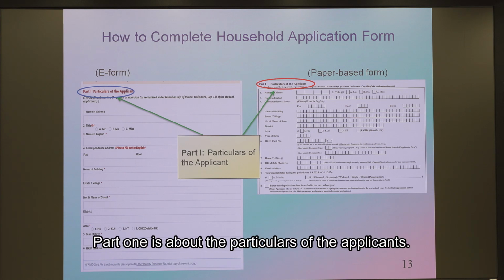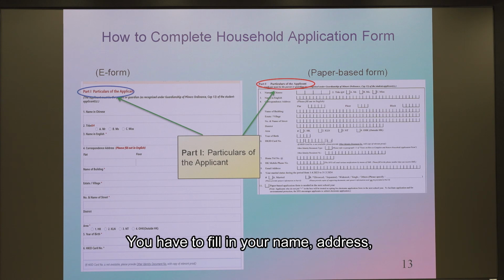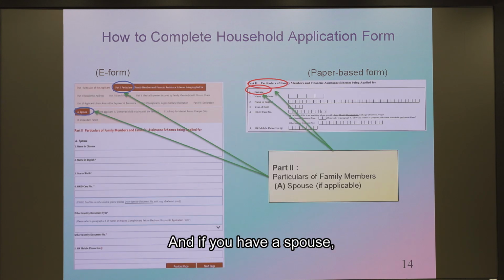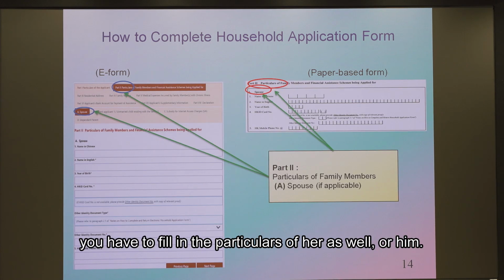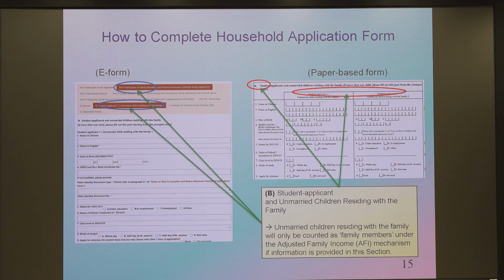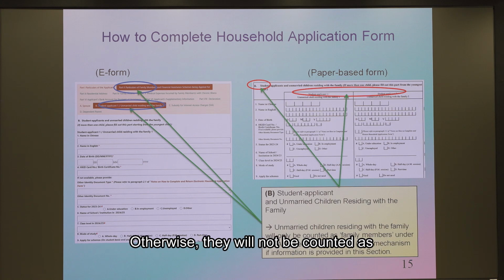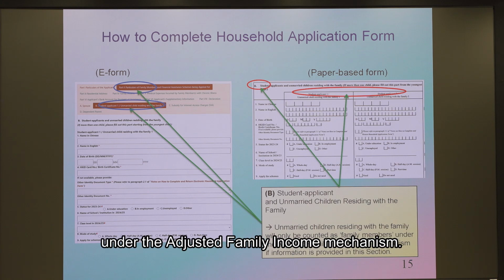Part 1 is about the particulars of the applicants. You have to fill in your name, address, ID card number, contact number, etc. And if you have a spouse, you have to fill in the particulars of her or him as well. For the student applicant, you have to fill in the particulars of the student applicant and the unmarried child residing with the family. Otherwise, they will not be counted as a family member under the adjusted family income mechanism.